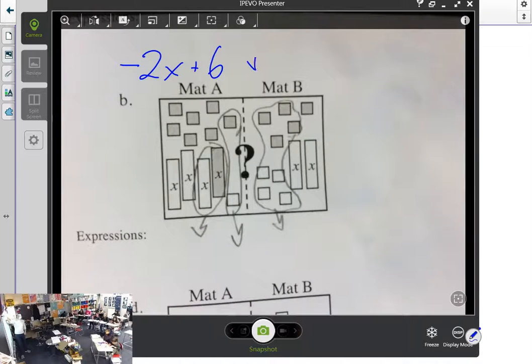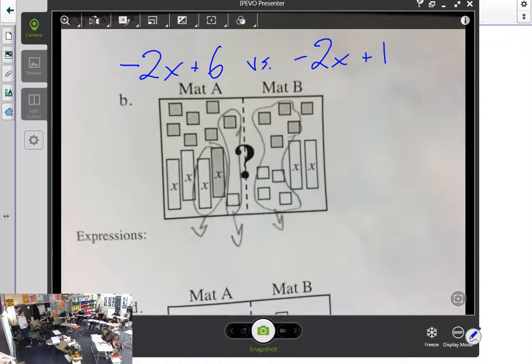Compared to, so for now I'm going to put a little versus here. What's my right side now? 1 and negative 2x. So I've got a negative 2x over here and a positive 1.